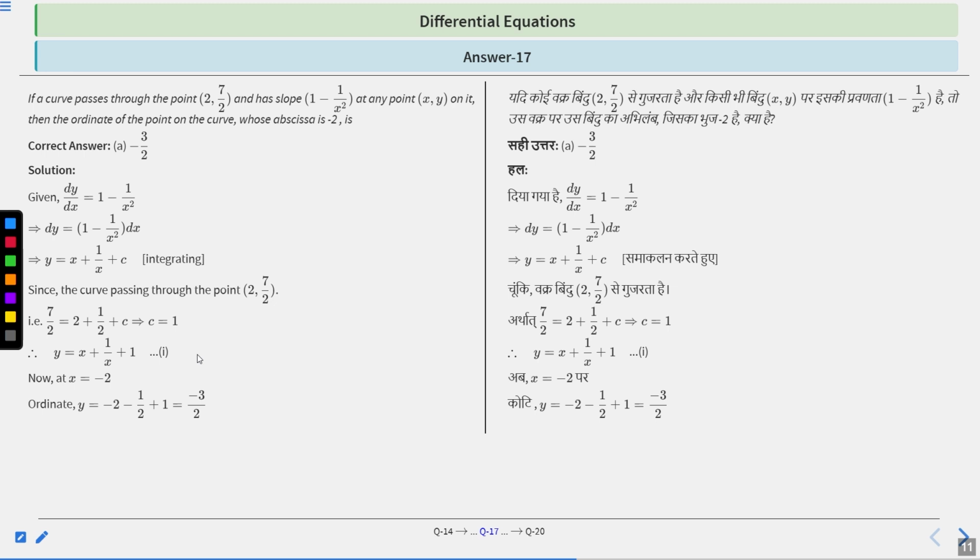Now, at x = -2, the ordinate y = -2 - 1/2 + 1, which is equal to -3/2. Therefore, the ordinate y = -3/2. Got it? So option A is the right choice. Minus 3 by 2. Got it? Option A is the right choice.